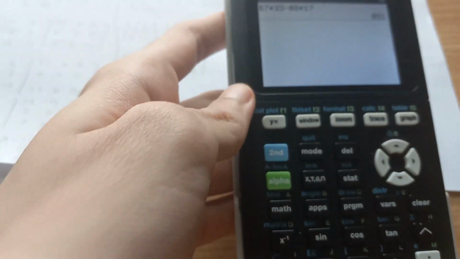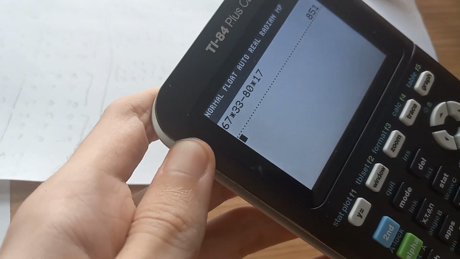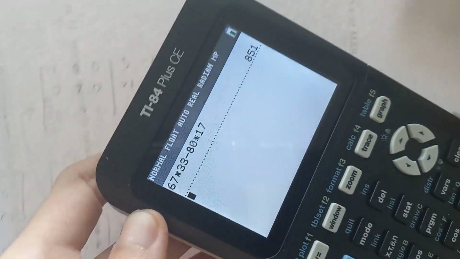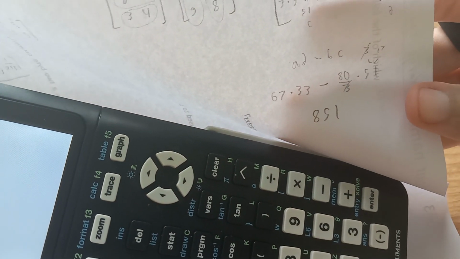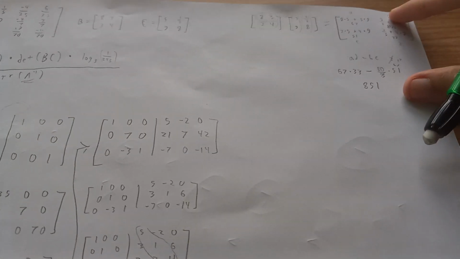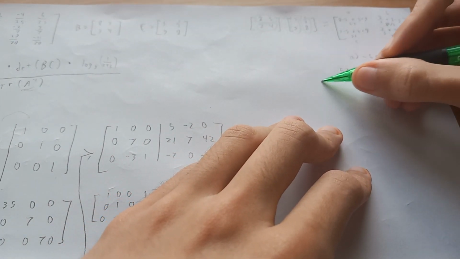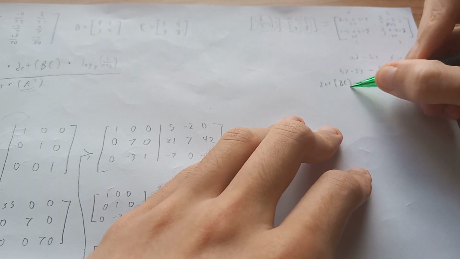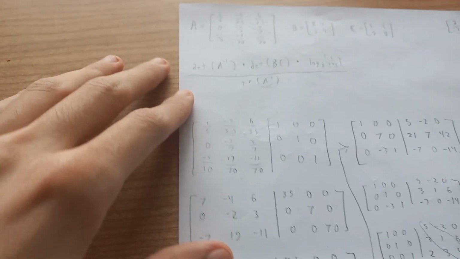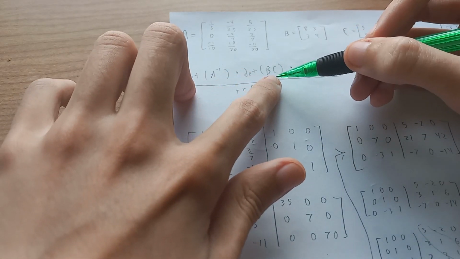You guys see that? Yeah, 37 times 3 is that. 851. We go with that? Cool. So anyways, this is the determinant of AD minus BC. Cool. So far, we have the trace. We have this.